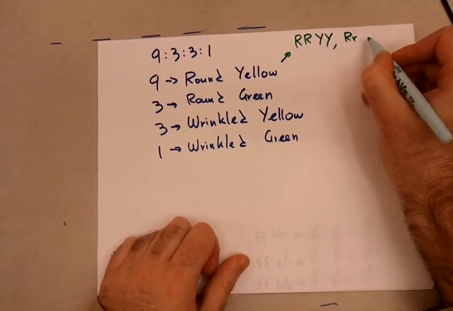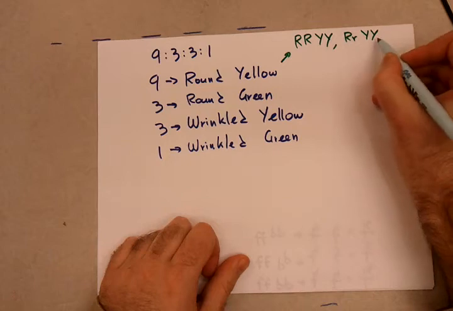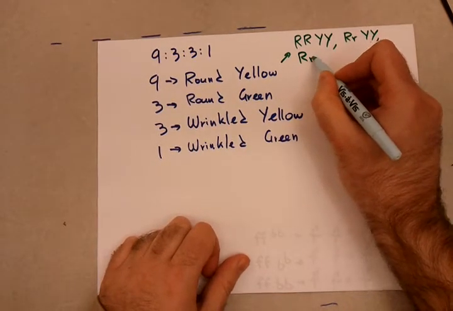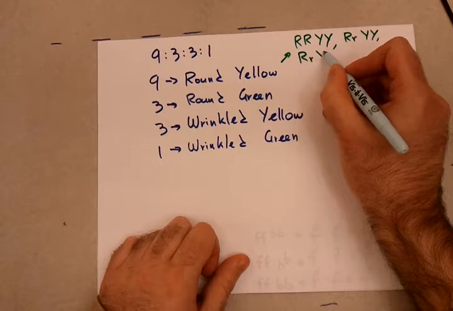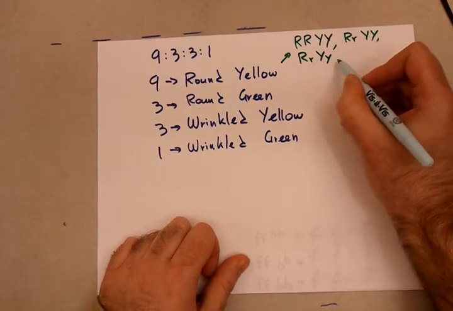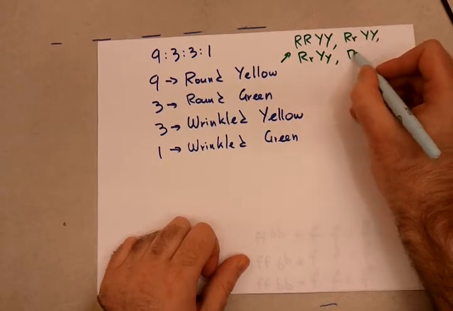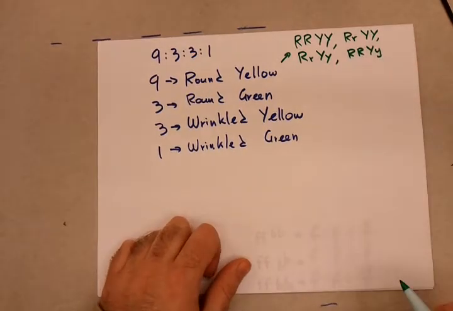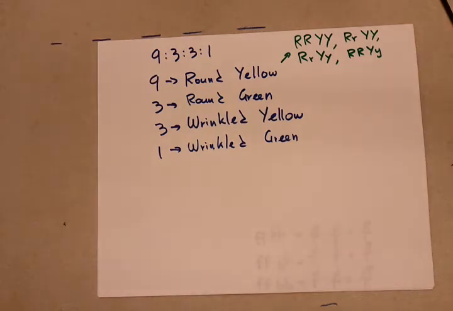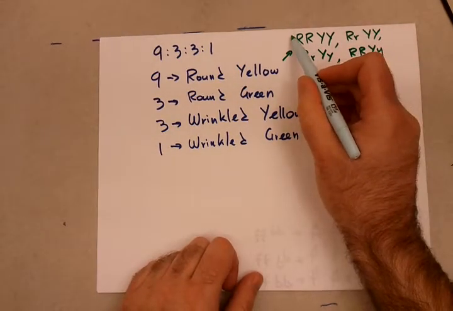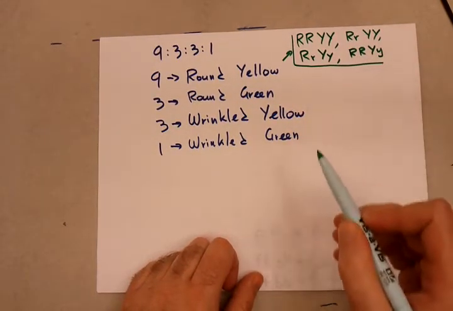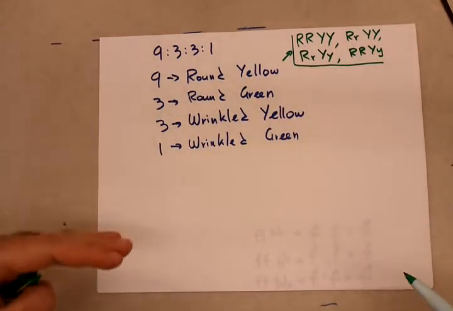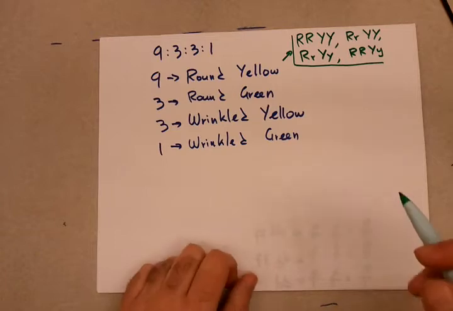big R, little r, big Y, big R, big Y, little y, or big R, big Y, little y. So the phenotypical ratio for round and yellow is made out of these 4 genotypes. So all 4 of these are round and yellow. So this is why it's a phenotypical ratio, not a genotypical ratio.